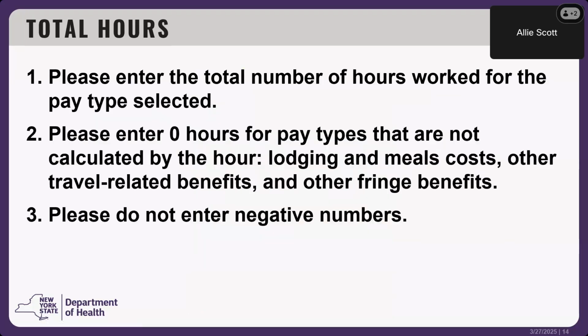Okay. So next you'll want to enter the total number of hours worked for that pay type, and that's going to be shown in column D. So you'll want to enter the total number of hours worked for that specific pay type. However, you can enter zero for pay types that are not calculated by the hour. That'll be things like travel related expenses, lodging and meals, or other fringe benefits. And also, please do not enter negative values in the column.